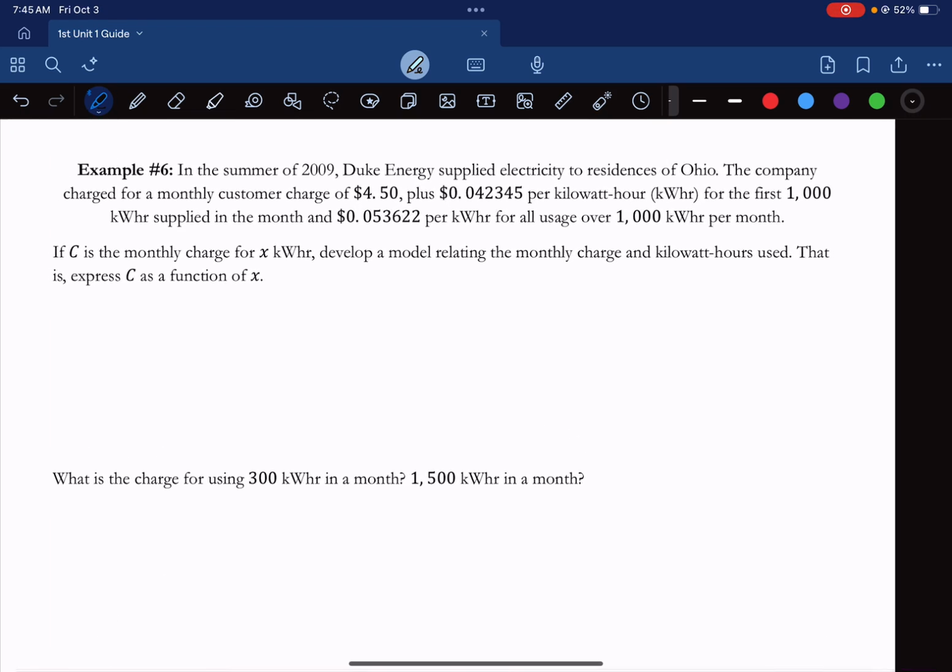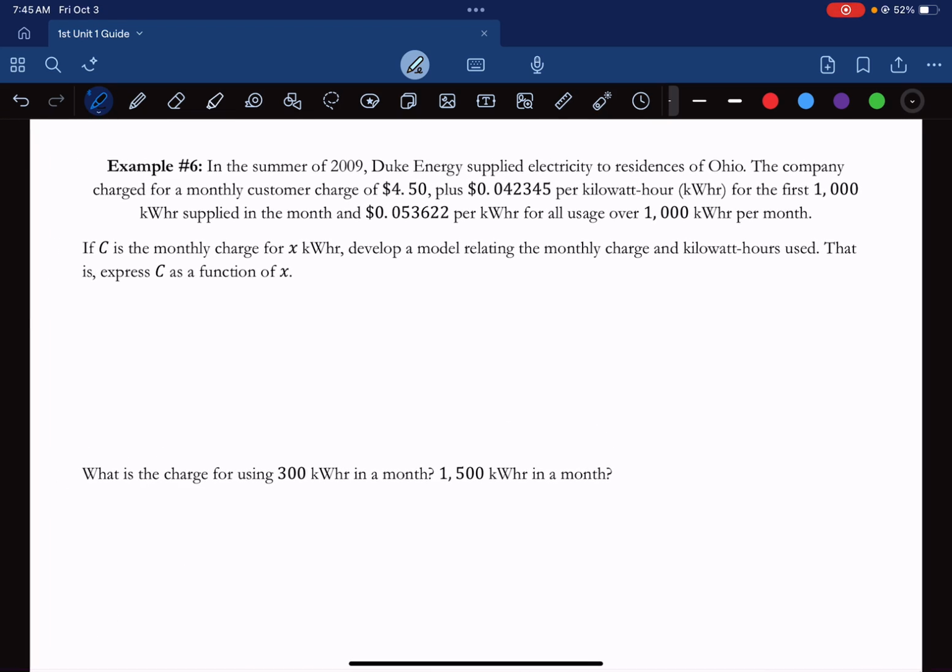Okay. Now we got word problems. So in the summer of 2009, Duke Energy supplied electricity to residences of Ohio. The company charged a monthly customer charge of $4.50 plus that amount per kilowatt hour for the first 1,000 supplied in the month, and then 0.05 per kilowatt for all usage over 1,000. So I want to start by expressing this as a piecewise function. So I'm going to build this C of x.